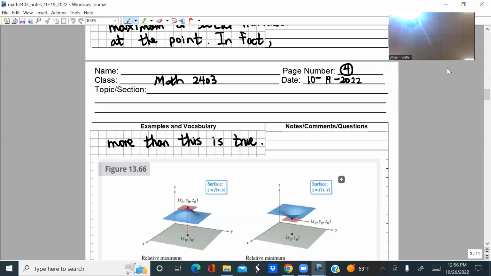How's it different from the mean value theorem? No, the mean value theorem is something else.